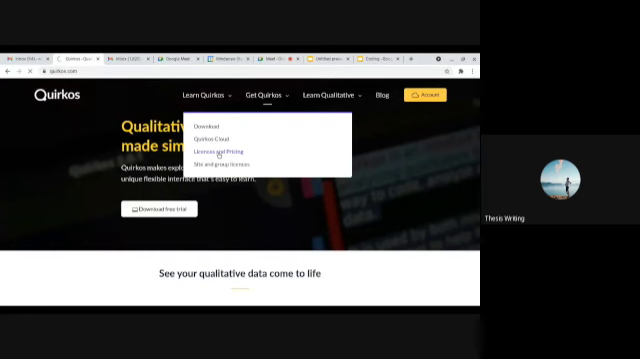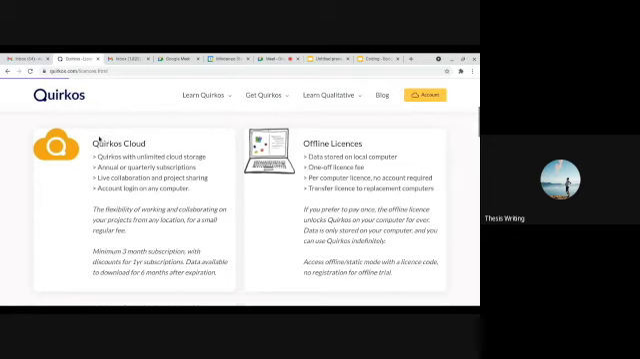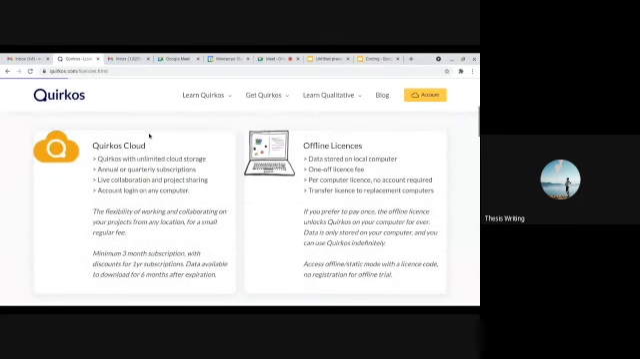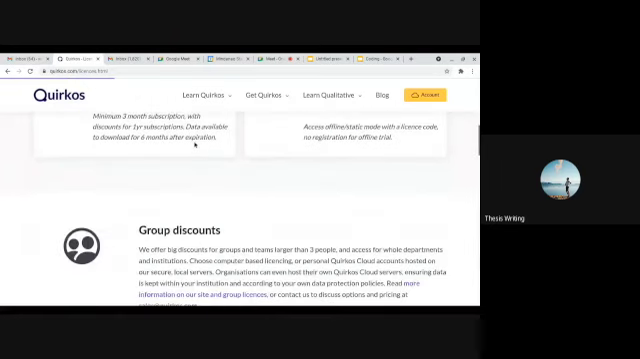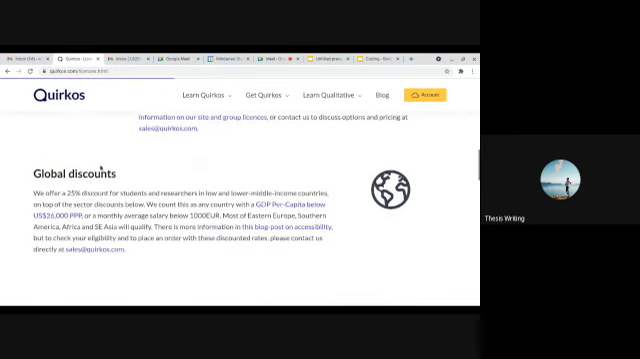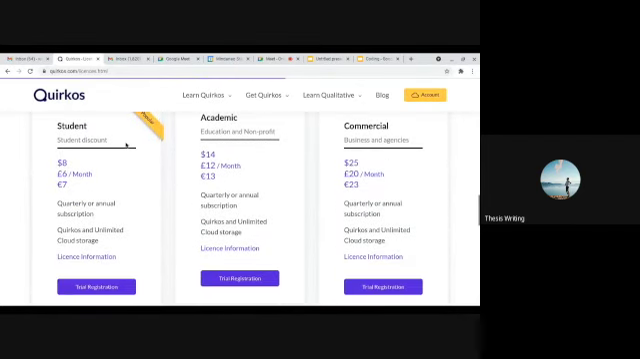Let's look at the pricing. How much is it? For pricing, I suggest that you use Qualcost Cloud, cloud storage. Not the offline one, because with offline, your advisor cannot review what you did. With the cloud-based one, you can show your advisor how you coded so they can see if it is correct. It has group discounts for 3 people or more, and then you have global discounts.